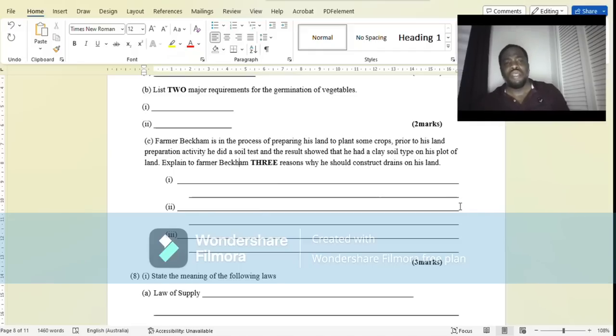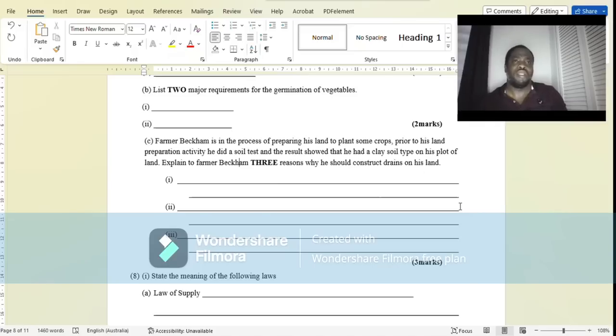Now, three reasons. Clay type soil is a type of soil that will basically have fine particles. The water holding capacity is very good. And so he wants to minimize water logging. So construction of drains would be critical. This will take away the excess water. Two, by taking away the excess water, this will give him a better variety of crops that he can grow. Because if the water logging condition is evident, then he might be limited in the types of crops that can withstand that sort of condition.